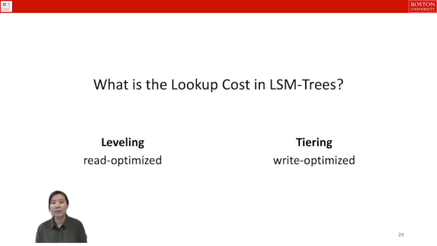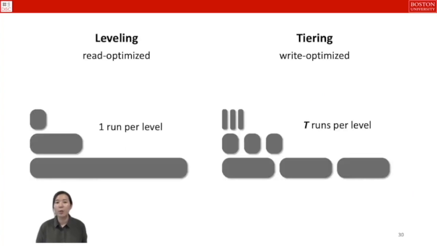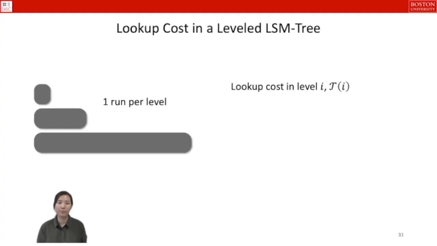LSM-Trees can have leveling or tiering as their compaction policies. Depending on the compaction policy, the number of runs per level is different. Leveling allows only one run per level, while tiering can have 3 runs per level. The lookup should be performed per run, thus leveling can provide better read performance.